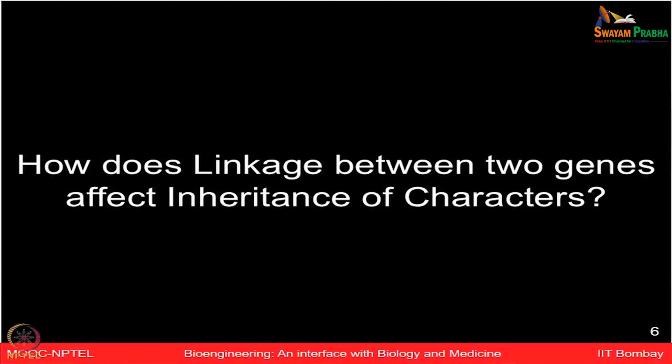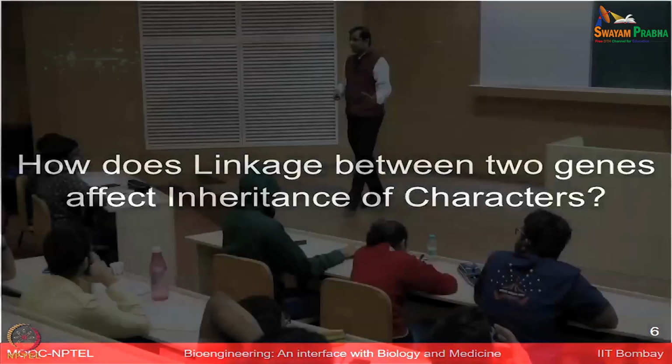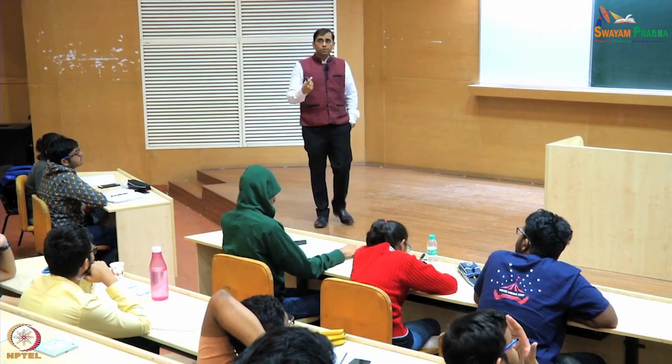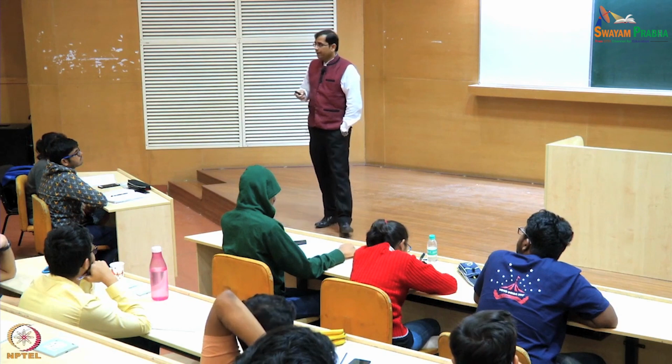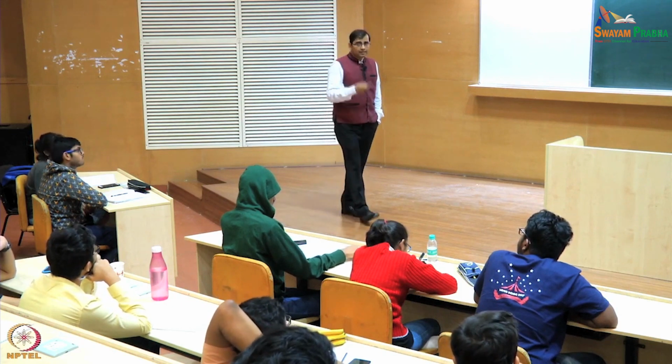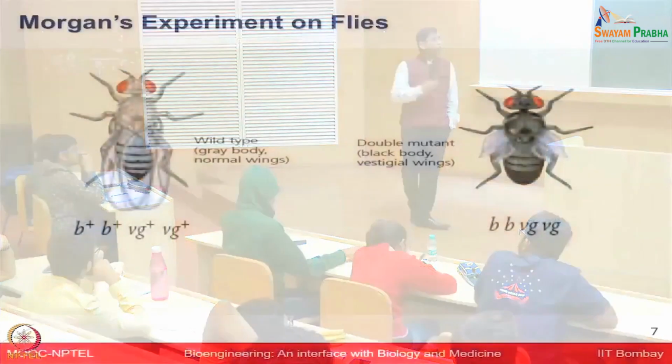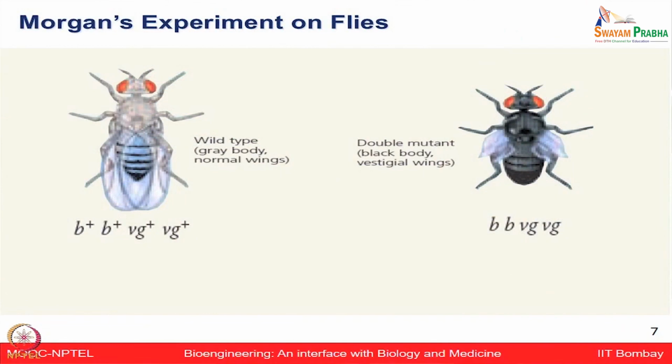So if the genes are linked or they are far apart, how can that information be transmitted from one generation to the next? Morgan was always using the fruit fly as a model system, and he wanted to study this investigation also in the fruit fly. So let's now add a little more information from the fruit fly experiment.